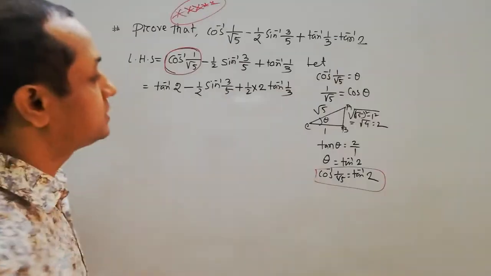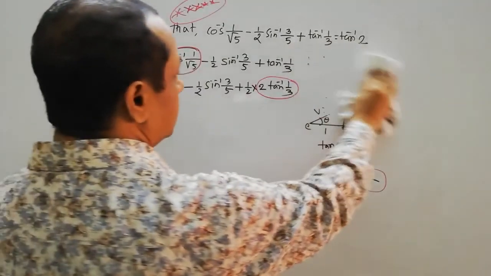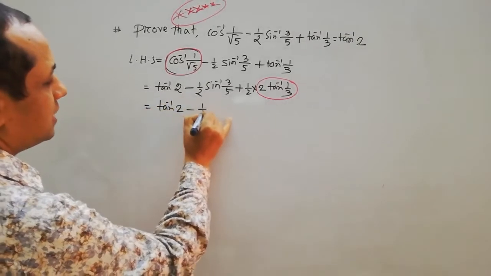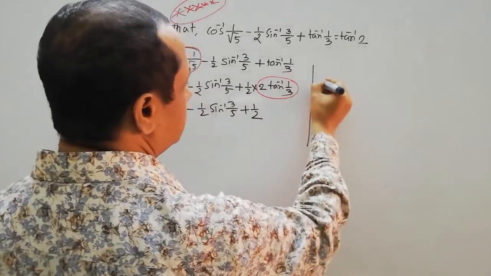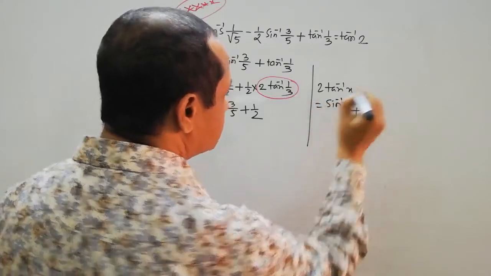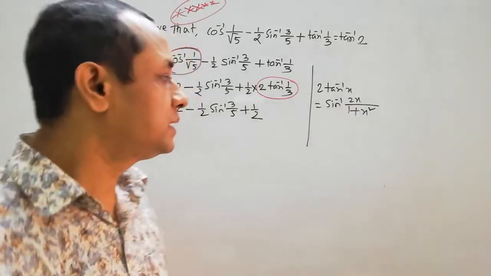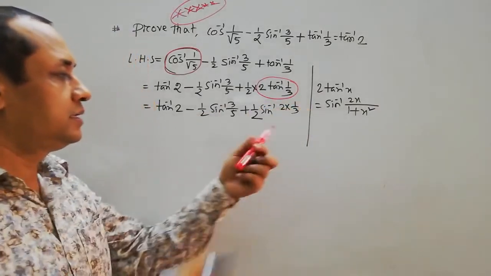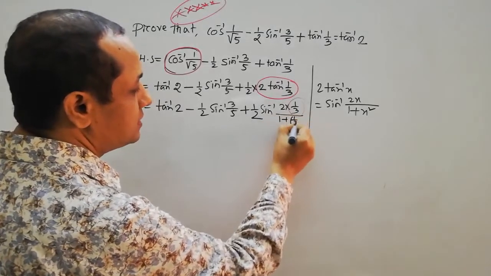So using the formula, 2 tan inverse x converts to sine inverse. Student, attention please. Next line: tan inverse 2 minus half sine inverse 3 by 5 plus half. We know that 2 tan inverse x equals sine inverse 2x by 1 plus x square. Using this formula we convert to sine. Here x is 1 by 3, so we get 2 into 1 by 3 by 1 plus x square.